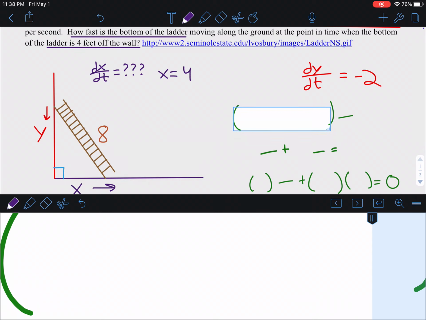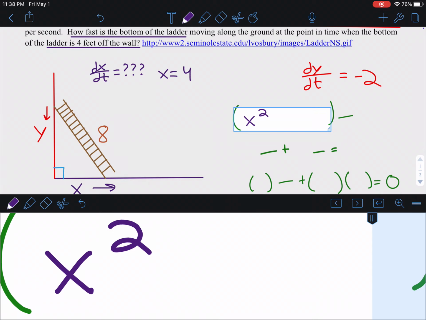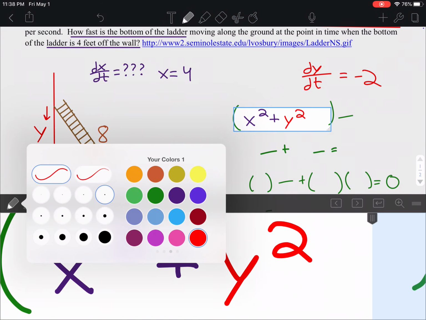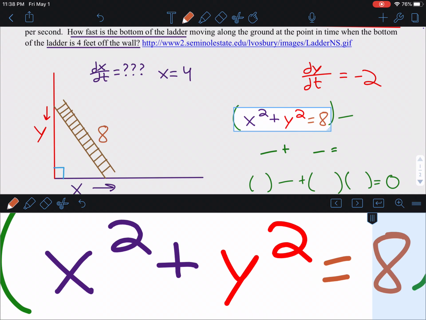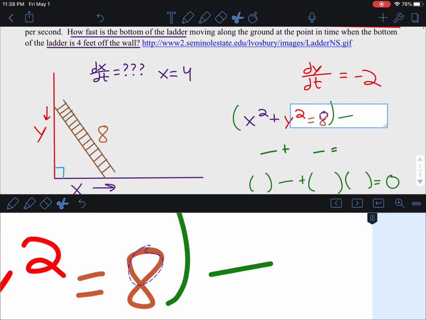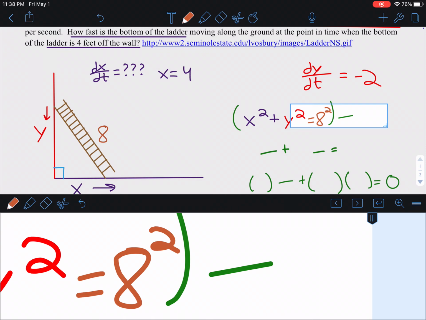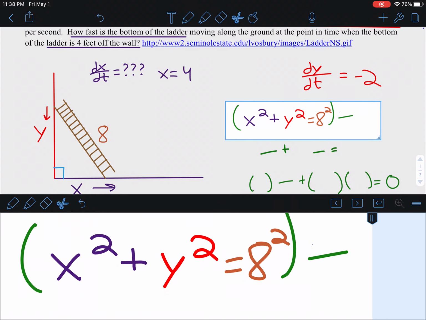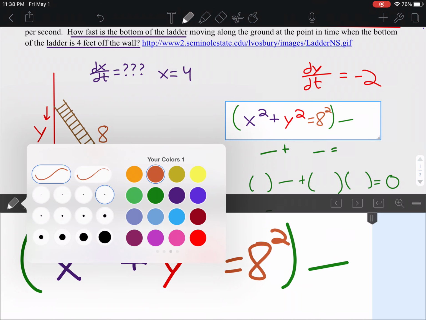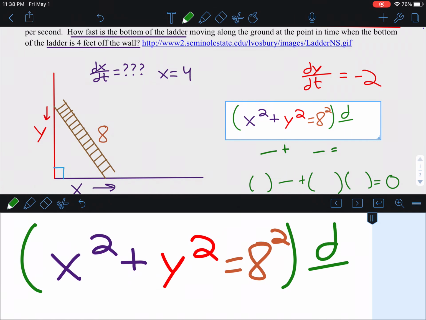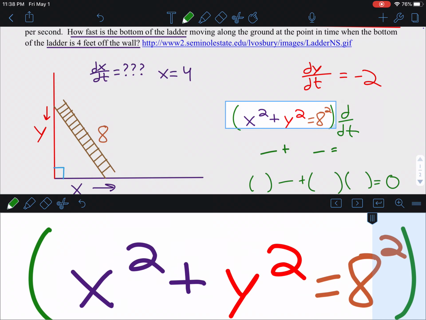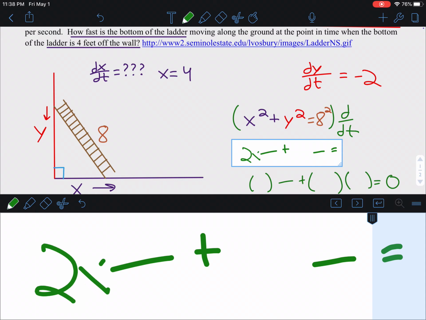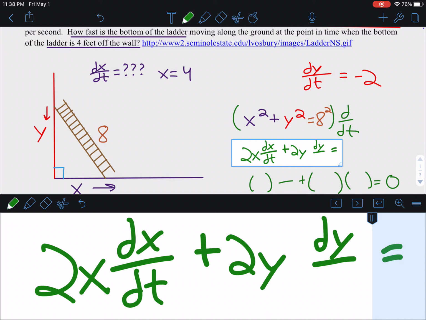So let's set up our old friend Pythagorean theorem again. We're going to go x squared plus y squared equals, and again, my ladder's not changing, so I'm just going to leave it as 8, and we have to square it. So there's my Pythagorean theorem. And now I'm going to take the derivative of this with respect to time. And the really nice thing with Pythagorean theorem is the derivative is the same every time. You're going to get 2x dx/dt, that's nice, plus 2y dy/dt.